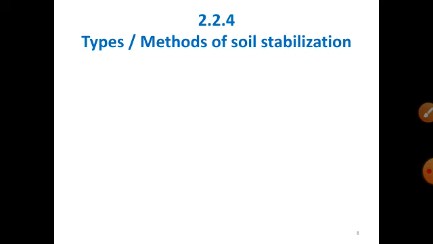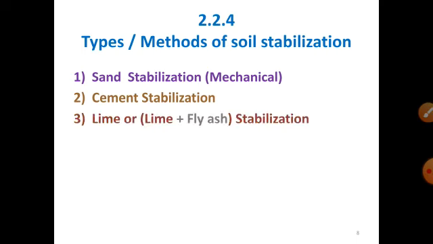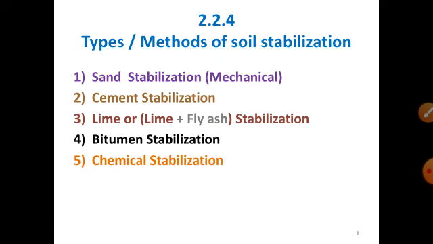Now we see the methods of soil stabilization. First is sand stabilization, also known as mechanical stabilization. Second is cement stabilization. Third is lime or lime plus fly ash stabilization. Fourth is bitumen stabilization. Fifth is chemical stabilization. And sixth is electrical stabilization. These are the major methods of soil stabilization used to improve the bearing capacity or strength of soil subgrade.